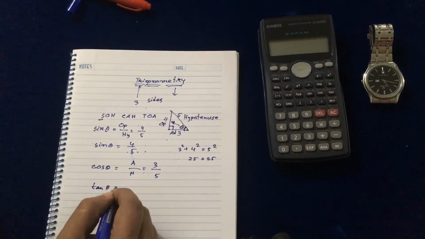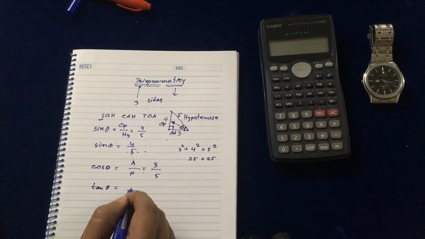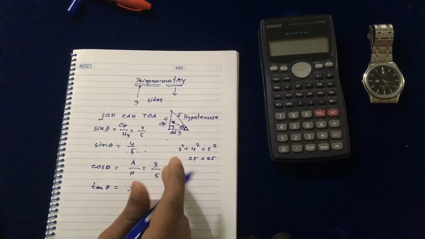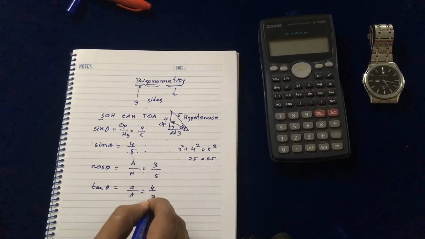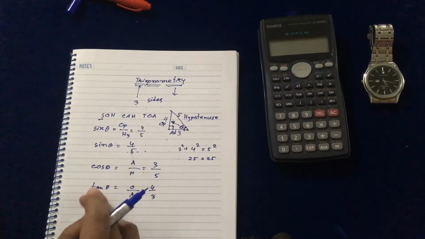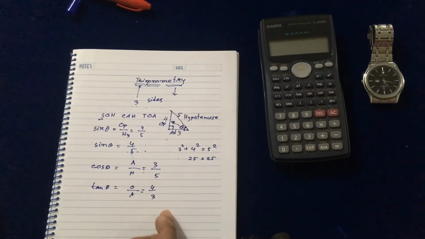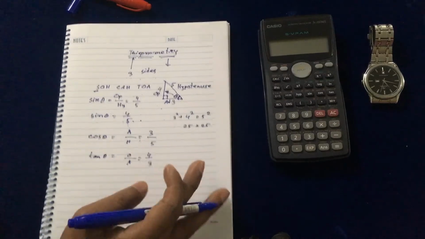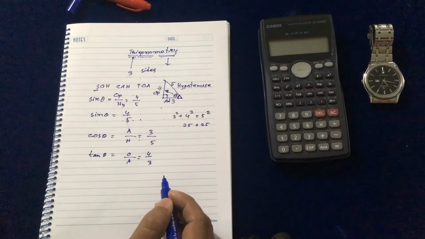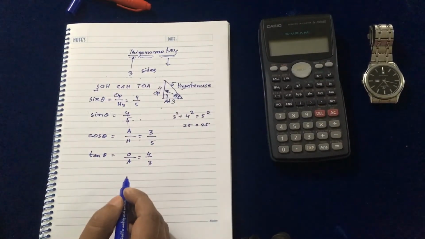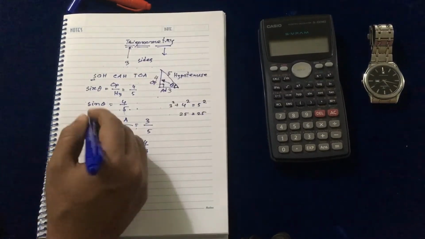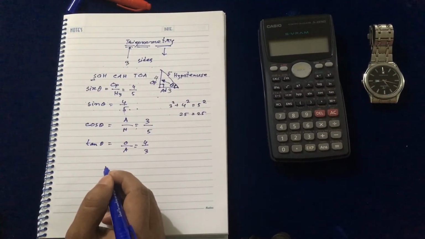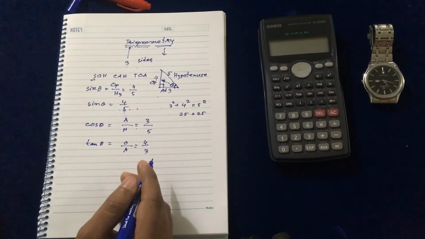Then tan theta will be what? Tan theta is opposite by adjacent. Opposite is 4, adjacent is 3, so this means 4 divided by 3. From this we can write tan theta equals 4 divided by 3 according to this figure. Now if you change the figure, definitely these things change. Now we have some more, this is just 3 trigonometric ratios expressed in this way.